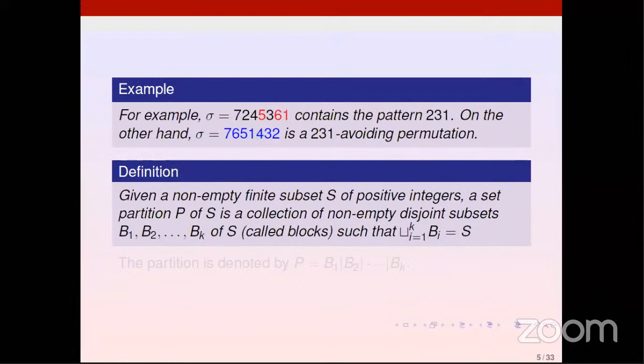Sorry, please. I don't understand what you mean by pattern 231. So I have to ask my question now so I can follow the rest of the talk. What do you mean by contain the pattern 231? I didn't understand.